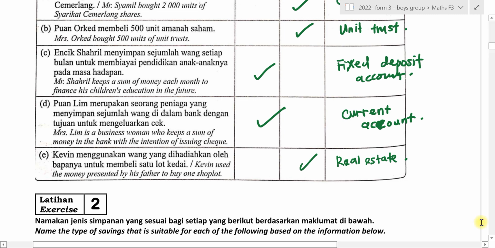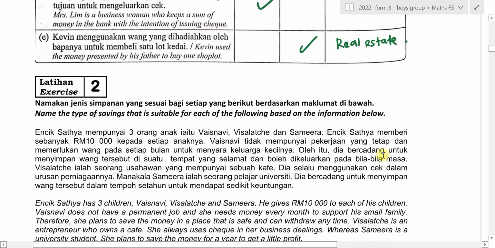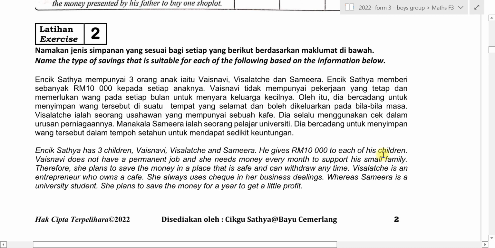Real estate is like buying a shop lot. You buy for a lower price, and after 2 years, definitely the price is going to hike up. At the same time, you can rent it for a while or make renovations and sell it for a higher price. That's what we call real estate. So this exercise is just for you to know the differences between the types of savings. We see the next problem.